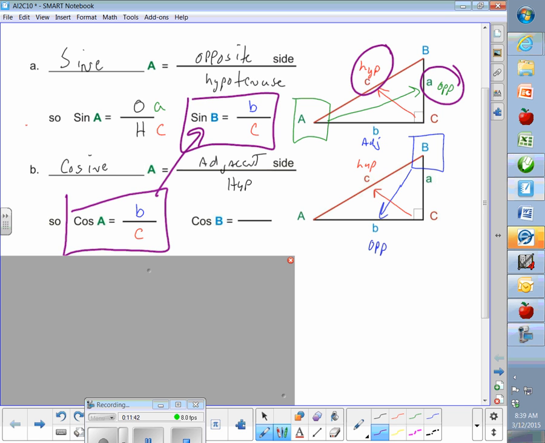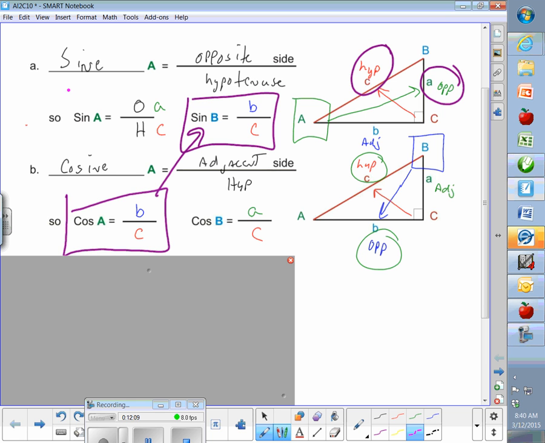All right, finishing out the cosine for angle B. So again, notice for angle B here, here's the opposite. It's not that side. Here's the adjacent. It's not that side. I mean the hypotenuse, it's not that side. So the adjacent has to be A. So for cosine angle B, the adjacent side is the A, and the hypotenuse is the C.